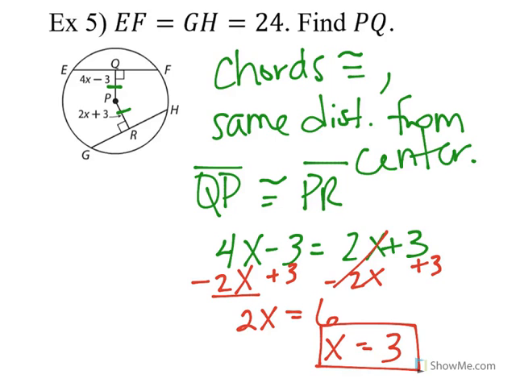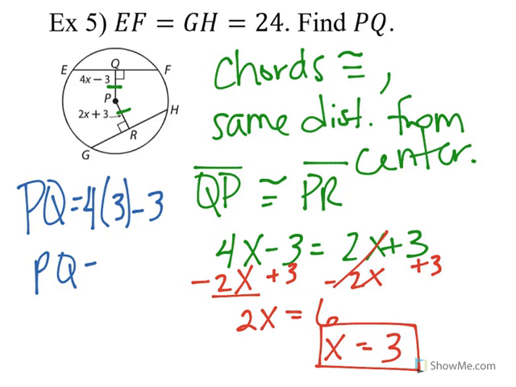And then from here, they're asking us for PQ. So to find PQ, I'm just going to plug back in. 4 times x minus 3. So it would be 4 times 3 minus 3. So PQ is just equal to 9.